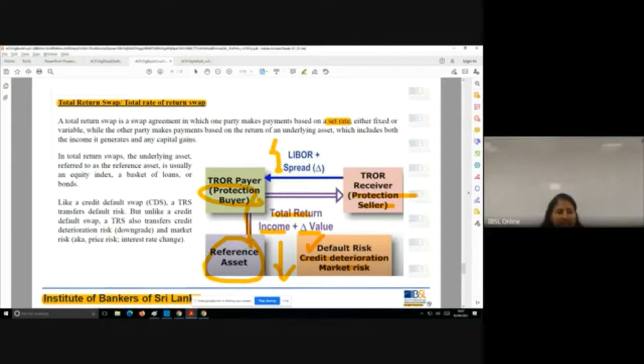Okay. What is the similarity between a CDS and a TRS? Both CDS and TRS transfer default risk or credit risk. What is the difference? Difference is, even though credit default swap doesn't cover or transfer deterioration risk and market risk, TRS enables those risks also to be transferred. Okay, that's the major difference.